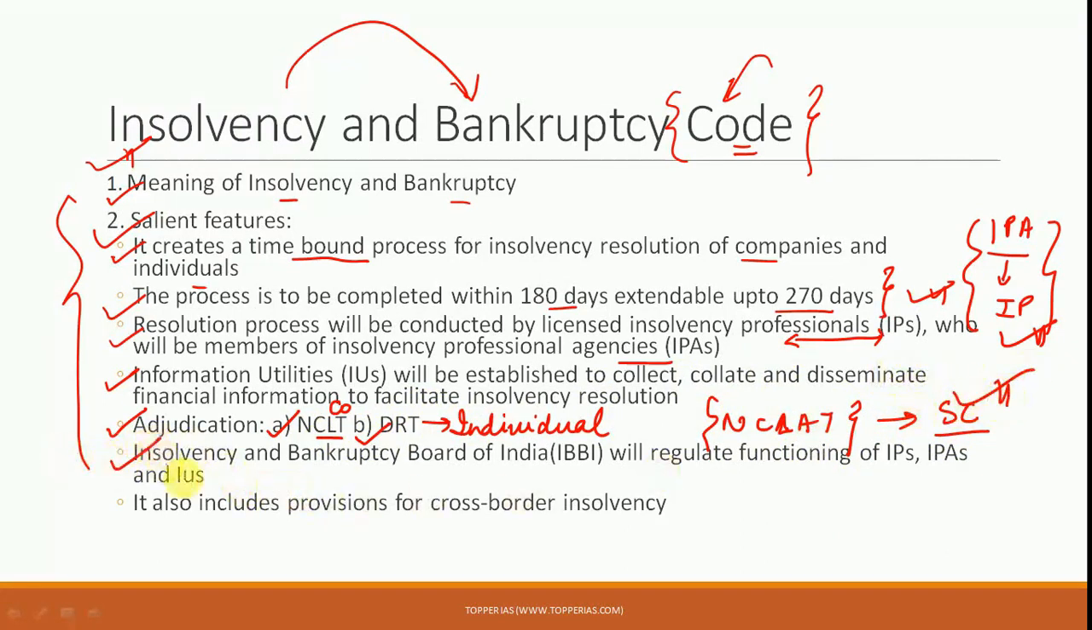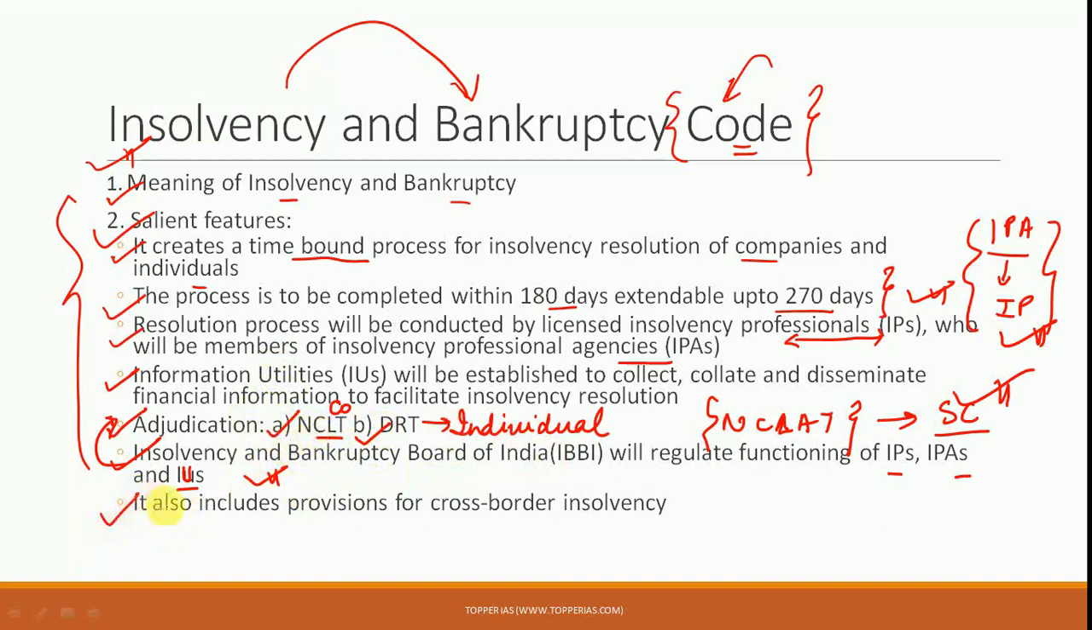Next, what is very important is the Insolvency and Bankruptcy Board of India. This is the regulatory body which will regulate the functioning of the insolvency professionals, the insolvency professional agencies, and the information utilities. You should know that the Insolvency and Bankruptcy Board of India will have no control on adjudication. This is only a regulatory function and not an adjudicatory role. A question is sometimes framed that the IBBI will also have a role in adjudication. No, it has no role in adjudication. This is something that is important.